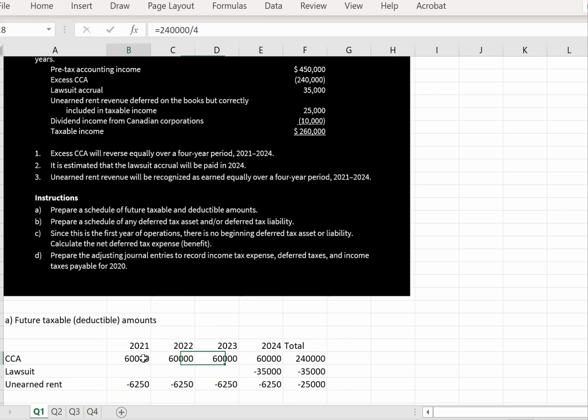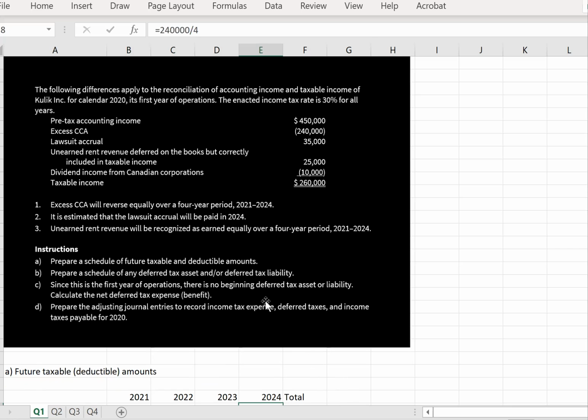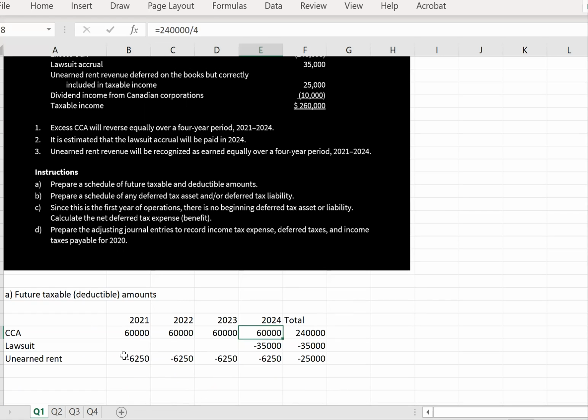And again, the reason that this is going to lead to more taxes in the future is because of the CCA here: whatever I have in my accounting income, I'm able to take that out when I reconcile to my taxable income. Whereas when that reverses out, I'll have less of a deduction in the future. So as that reverses, I'm going to have higher taxable income. So this is a taxable amount.